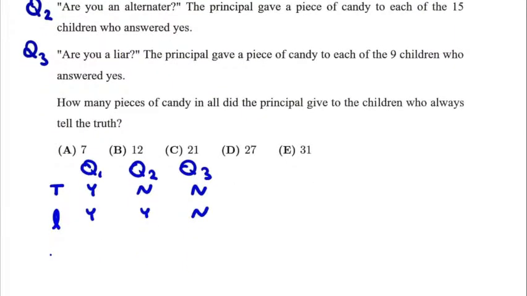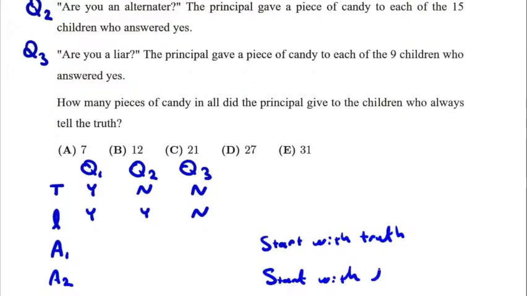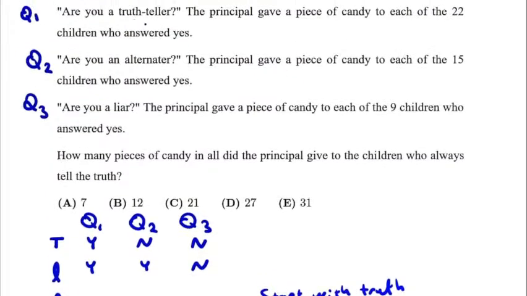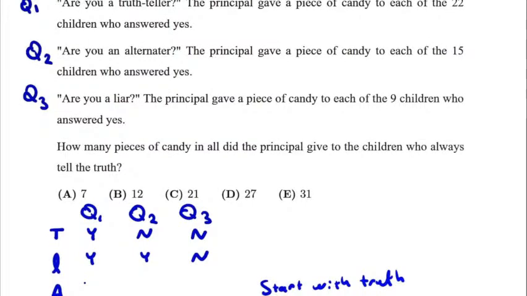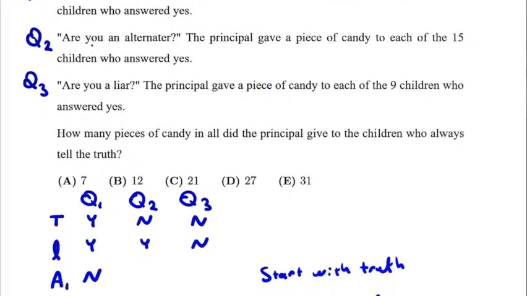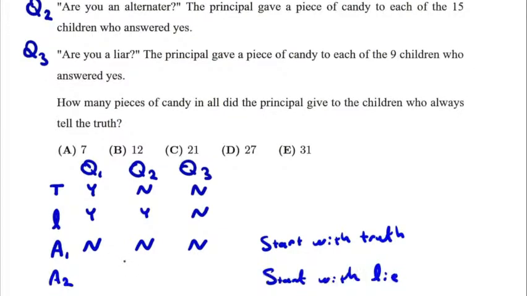Now alternator. We have two types of alternator. The first type is A1, and the second is A2. A1 starts with truth, and A2, the second type of alternator, starts with a lie. So let's consider the cases. The first one starts with truth. Are you a truth teller? He should say the truth: no, because he is an alternator. Are you an alternator? He should say a lie. He is an alternator, so he should say no. Here he should tell the truth. Are you a liar? No.